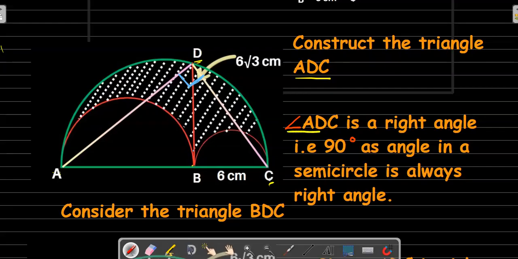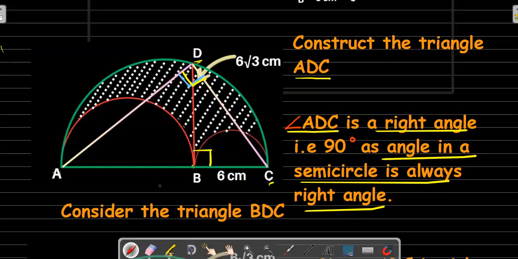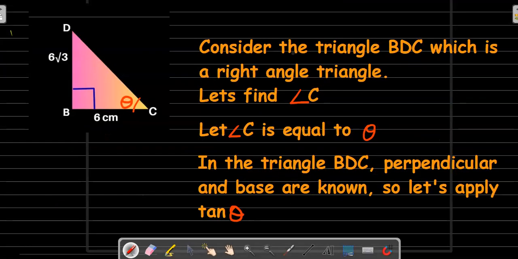Now we get the angle ADC, that is a right angle, because an angle in a semicircle is always a right angle. So this angle ADC is 90 degrees. Now consider the triangle BDC, that is this small right angle triangle. This is a right angle triangle because BD is perpendicular on AC. Now we have to find the angle C. Let the angle C be equal to theta.